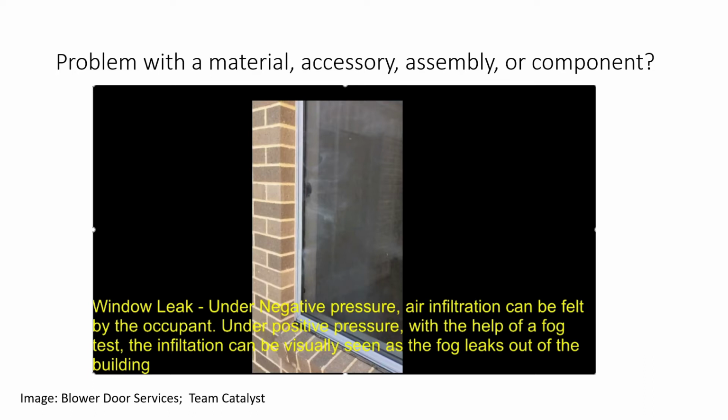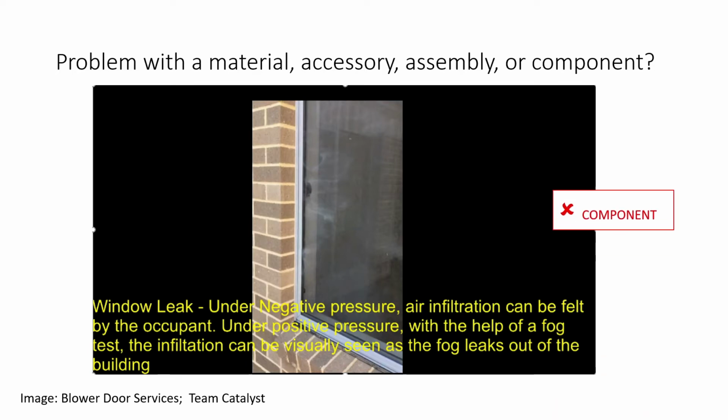In this case, this image is from Blower Door Services and Team Catalyst. Peter Shea was doing a blower door test on a house, and with a fog machine could see fog leaking out of the window itself. That could be in your passive house project, a passive house component. That's just one specific part of the building envelope.